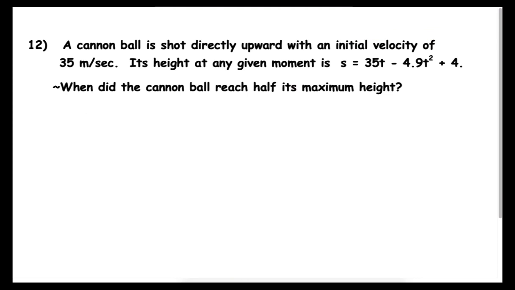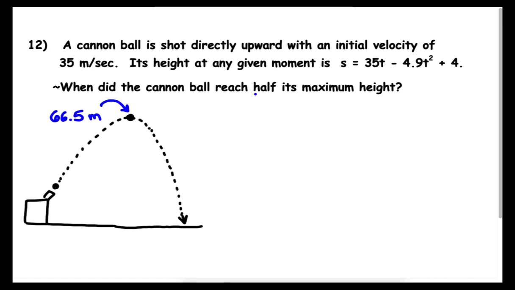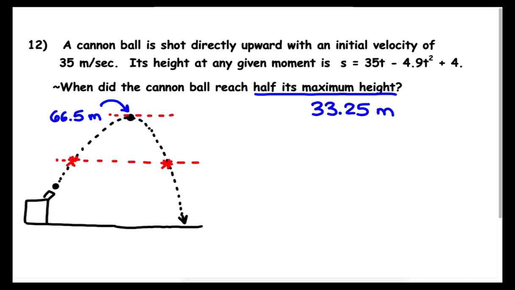When did this cannonball reach half of its maximum height? Well, obviously, half of its maximum height will be half of the 66.5 that we just found. So that's going to be 33.25 meters. So if this is 66.5, then 33.25 would probably be, I don't know, right about there. So it's going to actually happen twice, once on the way up and once on the way down. So we should expect to get 2 separate answers, and we will.